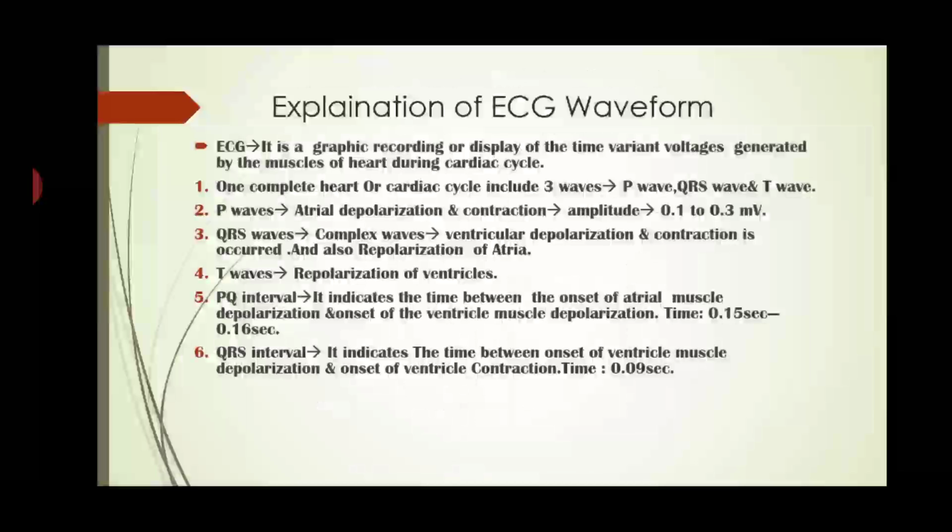Next we will see the intervals. First, the PQ interval. It indicates the time between the onset of atrial muscle depolarization and the onset of ventricular muscle depolarization. The time is 0.15 to 0.16 second. Then the QRS interval indicates the time between onset of ventricular muscle depolarization and onset of ventricular contraction. The time is 0.09 second.